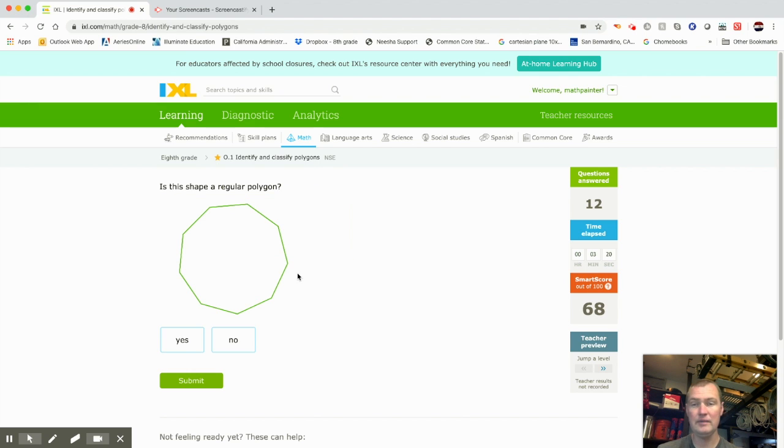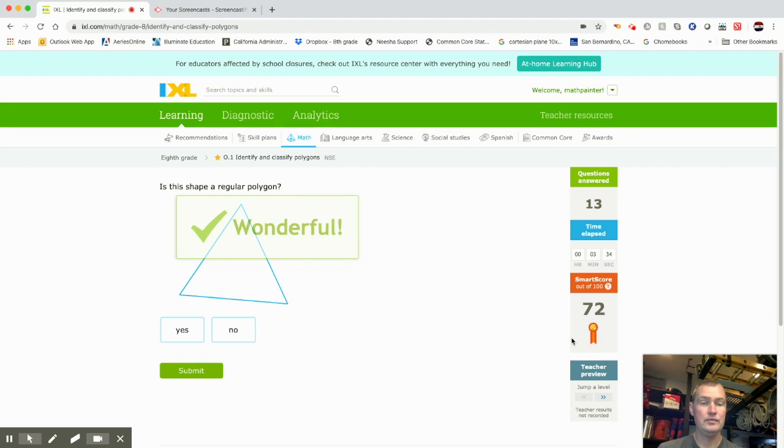We got 68 already. Is this shape a regular polygon? So watch out for the word regular, because regular means same side length and same angles. So, yes, all the same sides, and it keeps turning at the same rate. We're at 72. We're going to take it up to 80.